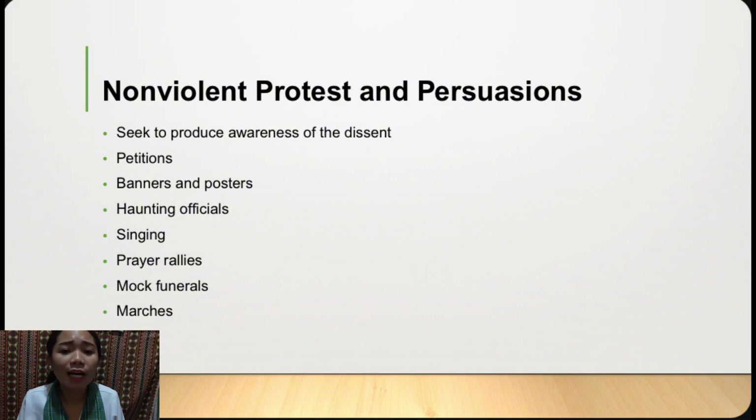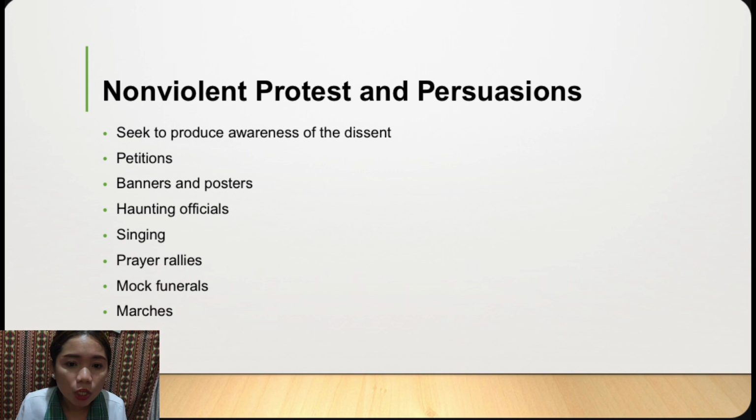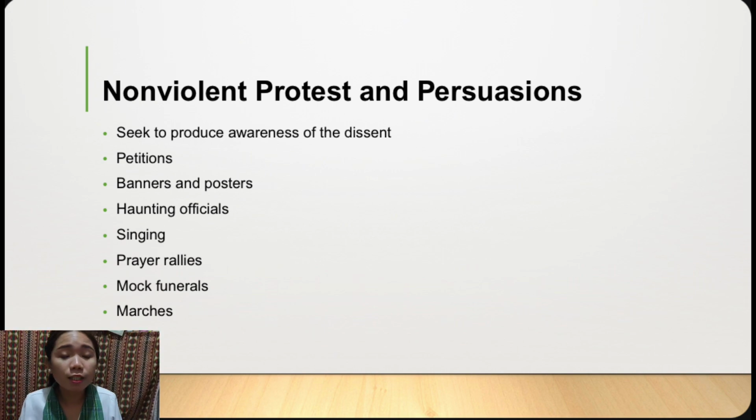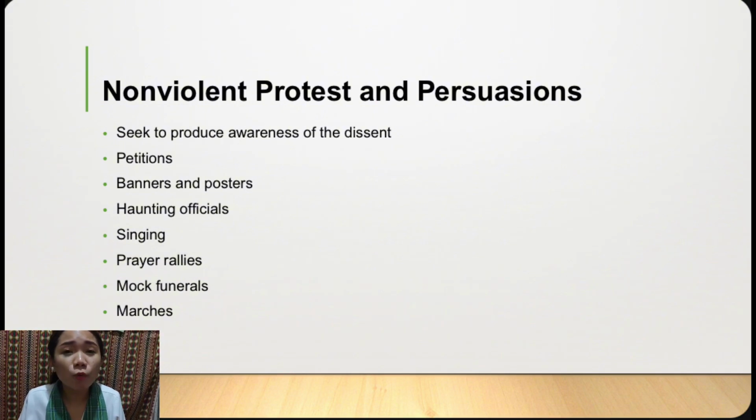And also, non-violent protests and persuasions seek to produce awareness through petitions. As I said, if they dislike the laws or the rules of the government, they have petitions wherein they can ask to continue or to remove certain laws.